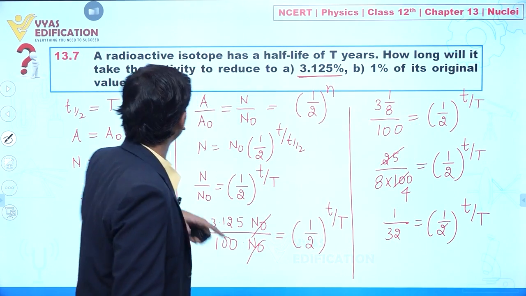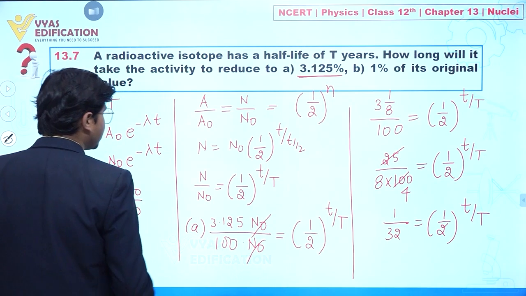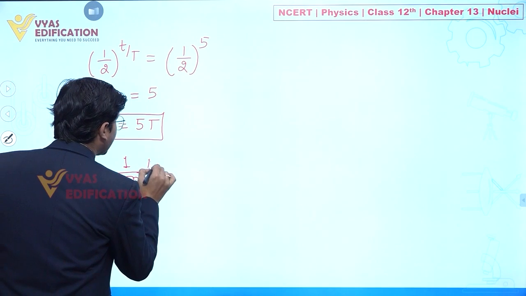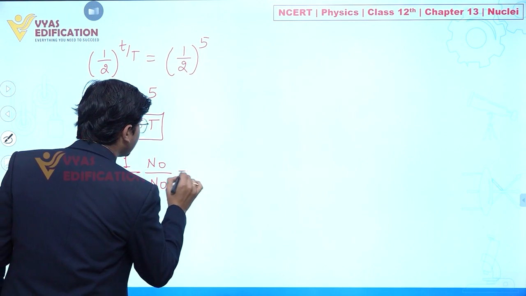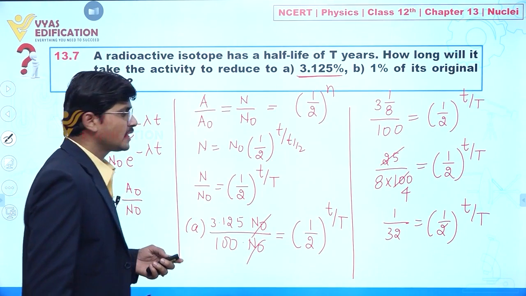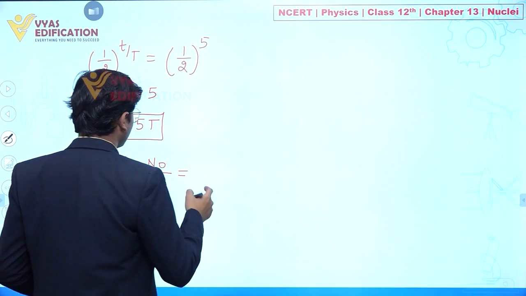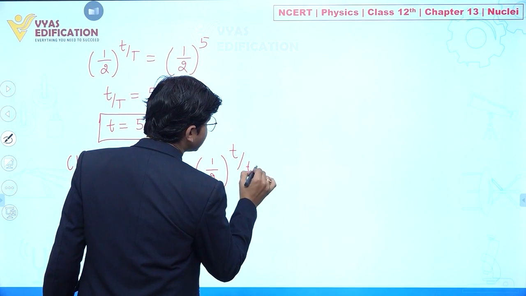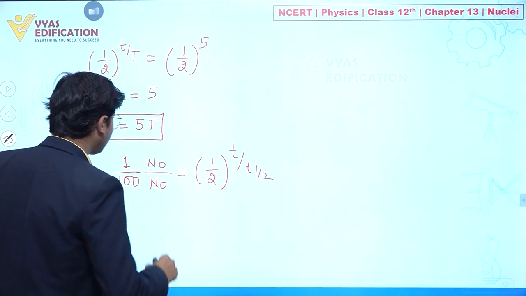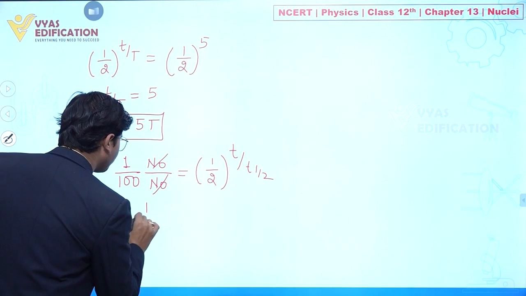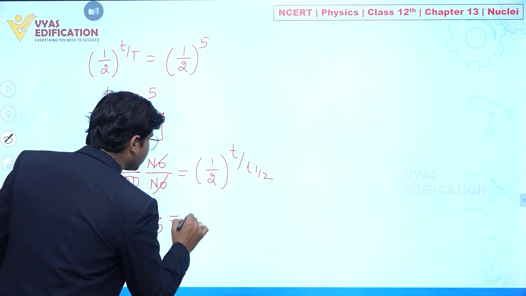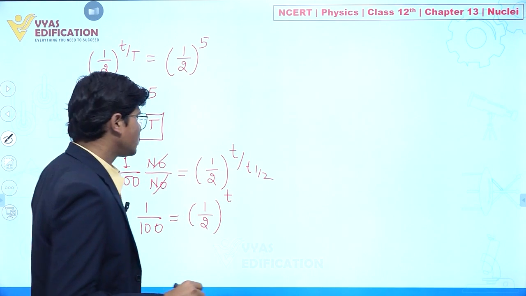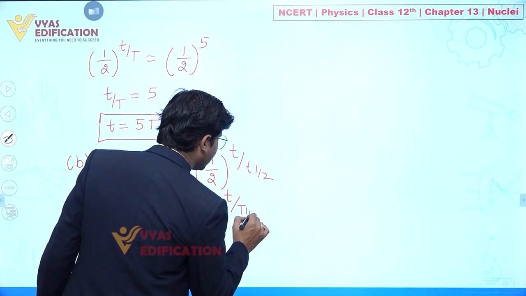Yes. Now if I am talking about part number B, it is given the activity is reduced to 1% of its original value. Clear? So it means I can write it like this, that is equal to 1 divided by 100, n naught divided by n naught. And we can say this should be equal to 1 by 2 power t by T half. So 1 by 100 is equal to 1 by 2 power t by T half.